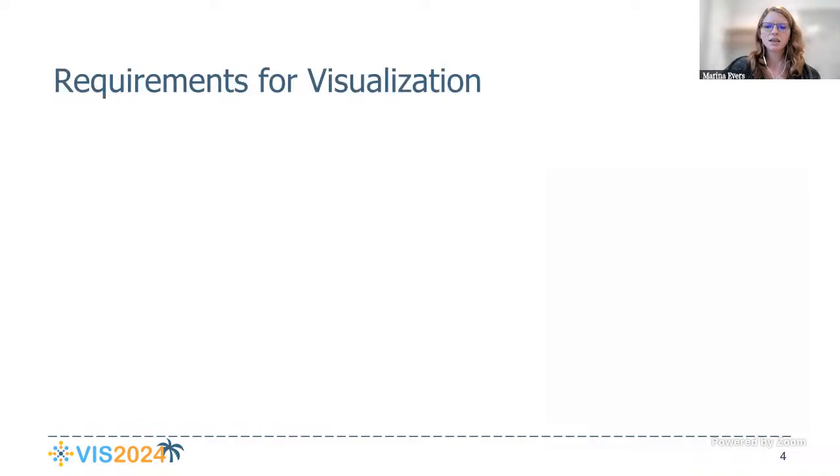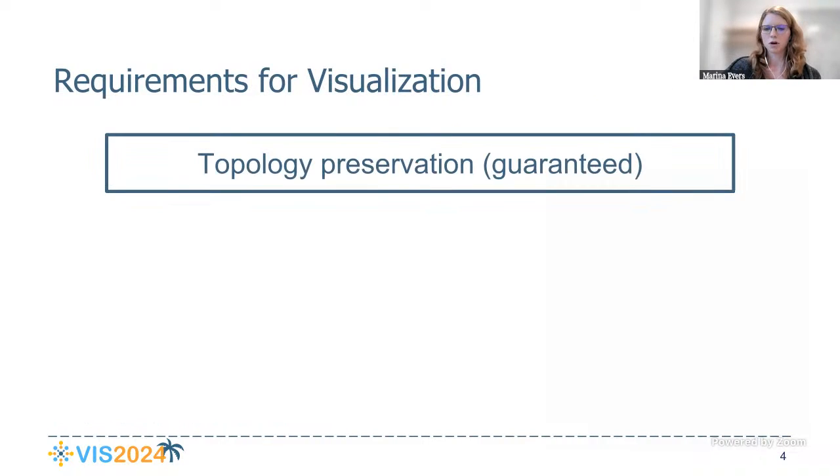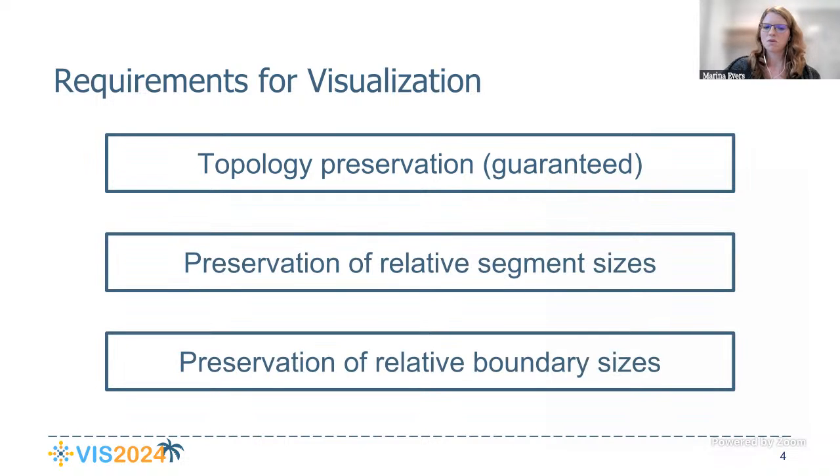So based on these questions, we define a set of requirements for our visualization. At first, we want to preserve the topology. This is something we want to guarantee, because if the topology, so basically the neighborhood relations, is violated, it might lead to severe misinterpretations. Then we also want to preserve the relative segment sizes as well as the relative boundary sizes. But as we are reducing the dimensionality, we cannot preserve them exactly, and therefore we optimize for these criteria, even though in most cases they cannot be exactly preserved.